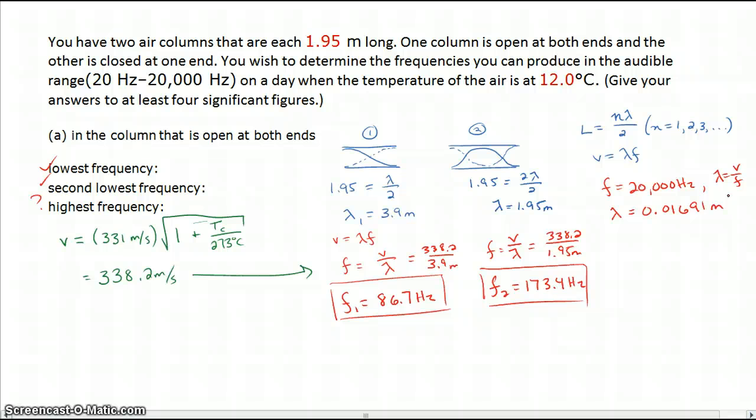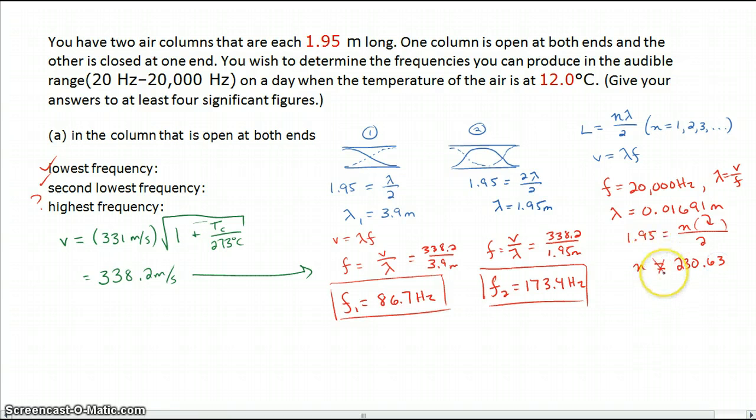Okay, that's great. Now, can that wavelength fit inside this tube in integer multiples? What I mean by that is, if I take the length of the tube, 1.95, and I set that equal to n times this wavelength, divided by 2, is my n going to be a whole number? Because it has to be. That's the requirement of this formula. And it turns out that when you do that, you get an n that is not a whole number. It's 230.63.